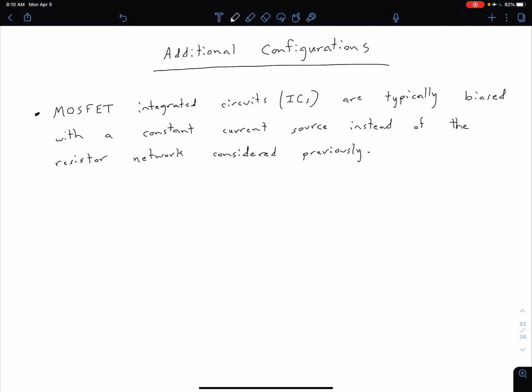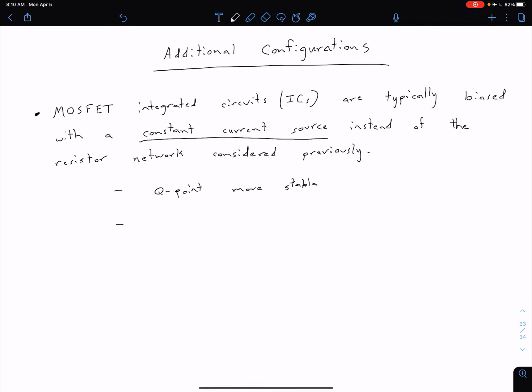There are a couple additional MOSFET configurations that we want to consider. The first is that if we have MOSFETs on an integrated circuit, or an IC, they're typically going to be biased with a constant current source as opposed to that voltage divider resistor biasing that we saw in the previous few videos. There's a couple main reasons why that is. The first reason is that using that constant current source means that our Q point is going to be more stable.